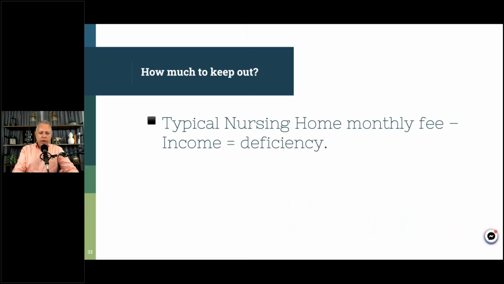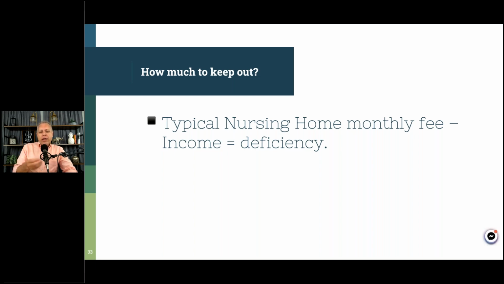So, real quick, how much do we keep out? There's a formula for that. You look at your typical nursing home monthly fee. Let's just use $10,000, and you subtract out the income, because when they go into the nursing home, their income will go to pay for their care, typically, unless they're married. But this is just a general rule. You can do this quickly, sitting at the table with your client, to say, here's how much you need to keep out of the trust.